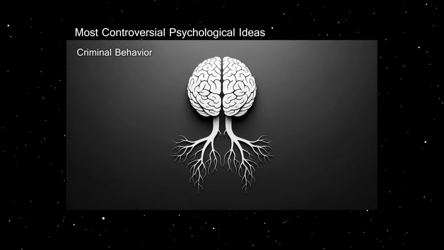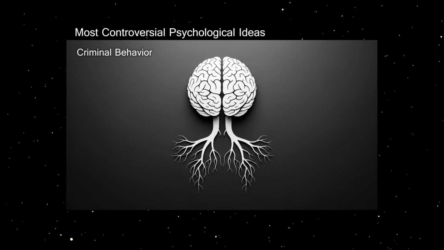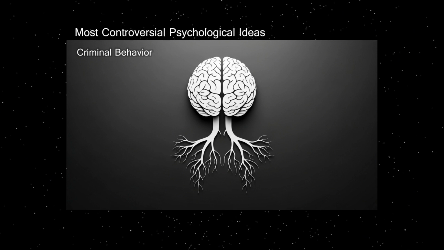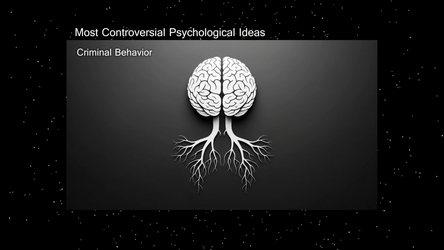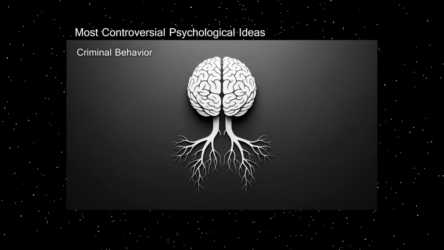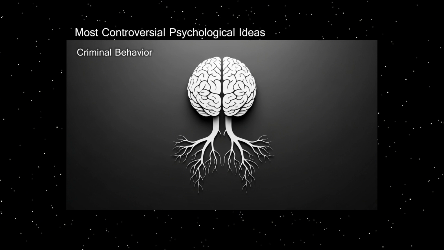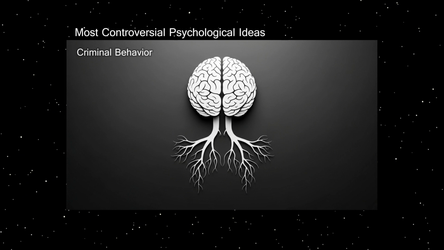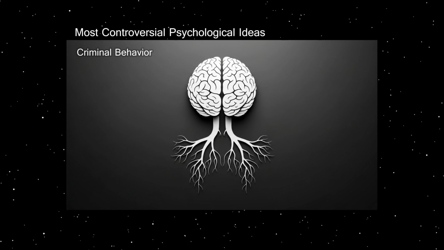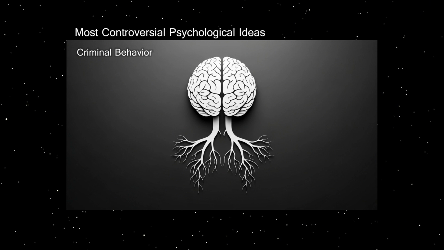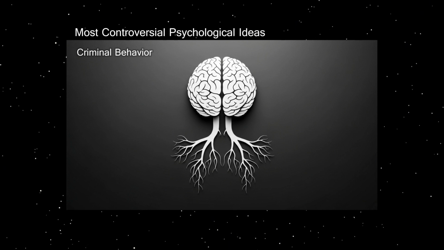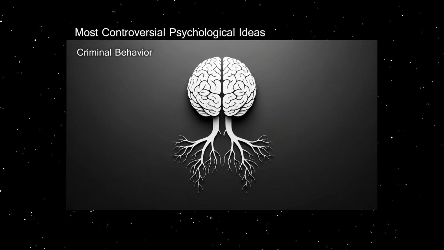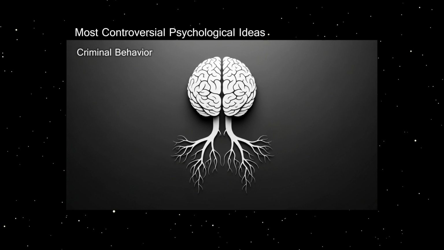Twin and adoption studies have shown that there is a moderate genetic influence on antisocial behavior. Identical twins, who share 100% of their genes, tend to be more similar in criminal behavior than fraternal twins, who share about 50%. Similarly, adopted children whose biological parents had histories of criminal behavior are more likely to engage in such behavior themselves, even when raised in non-criminal environments. These patterns suggest that genetics can play a role in predisposing individuals to traits associated with criminal conduct.